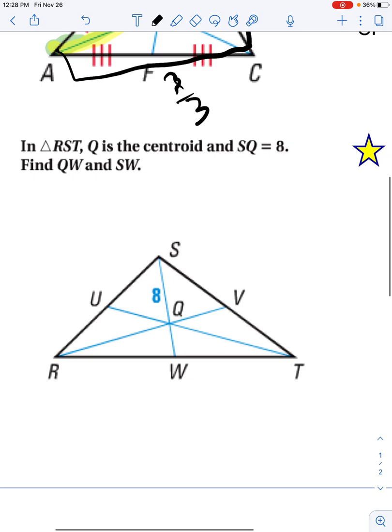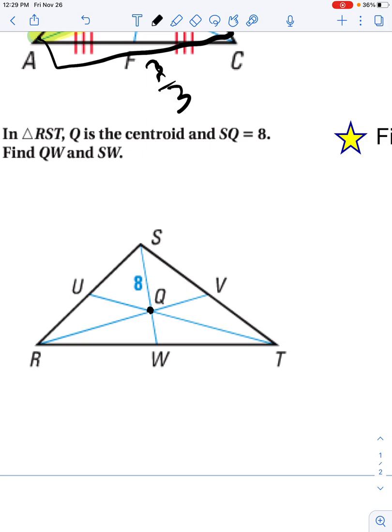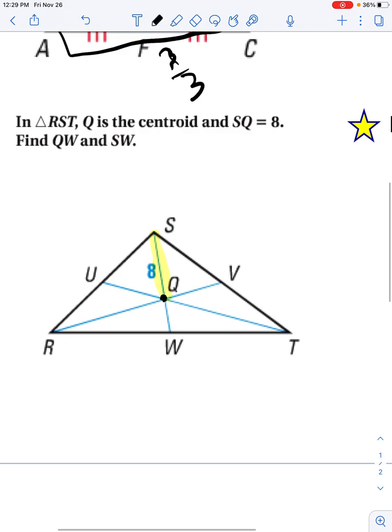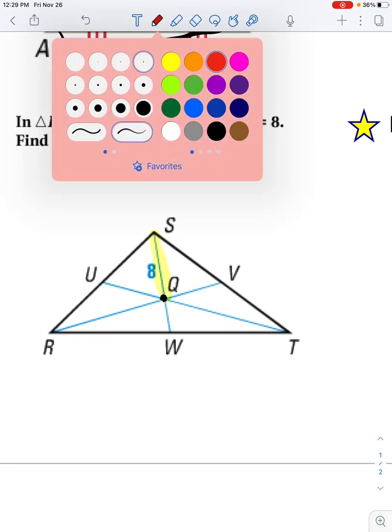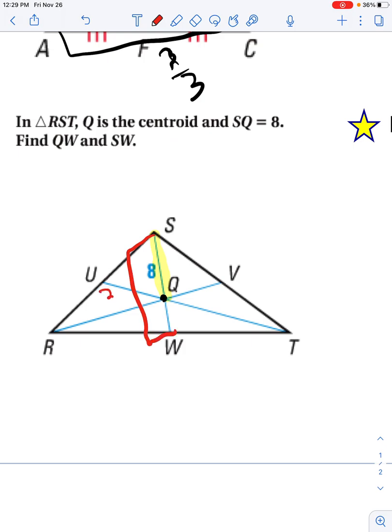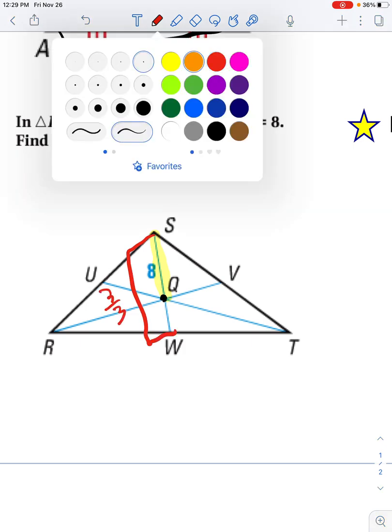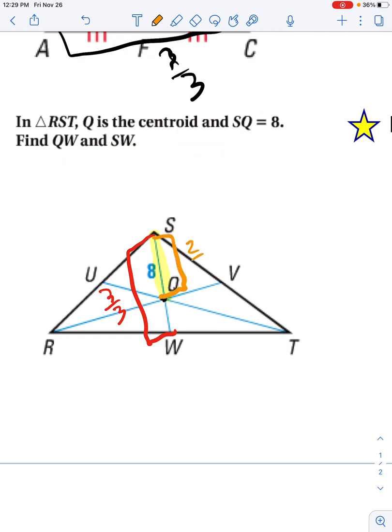So if we look at triangle RST, Q is the centroid. As soon as I find out that this is the centroid, I know things. It tells me that SQ is 8, which is my 2/3 section. From S to W is 3/3, the whole thing. The small section from S to Q is 2/3, which means Q to W is just 1/3. If my 2/3 section is 8 and I only want 1/3, I have to divide it by 2, cut it in half. So 8 divided by 2 gives me 4.